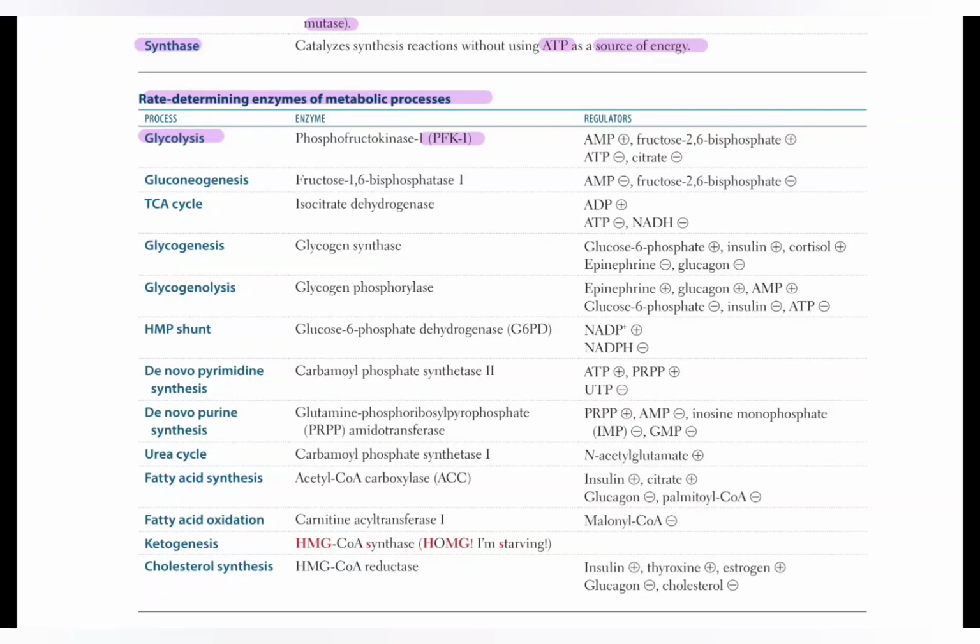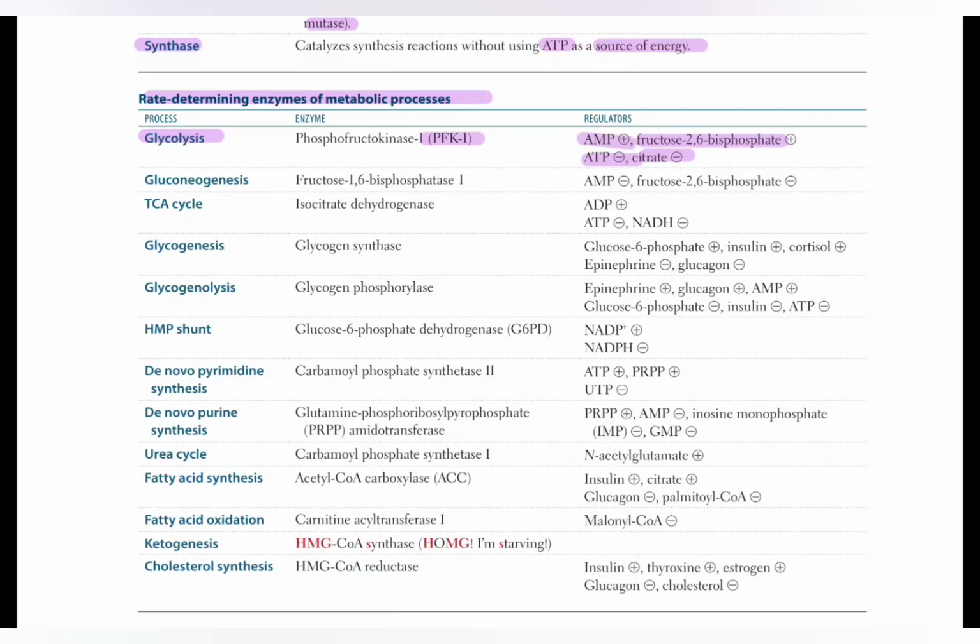So activators of glycolysis, which is the process of energy formation from glucose, are AMP and fructose 2,6 bisphosphate. These are activators. And inhibitors are ATP and citrate. These two are inhibitors of this pathway.